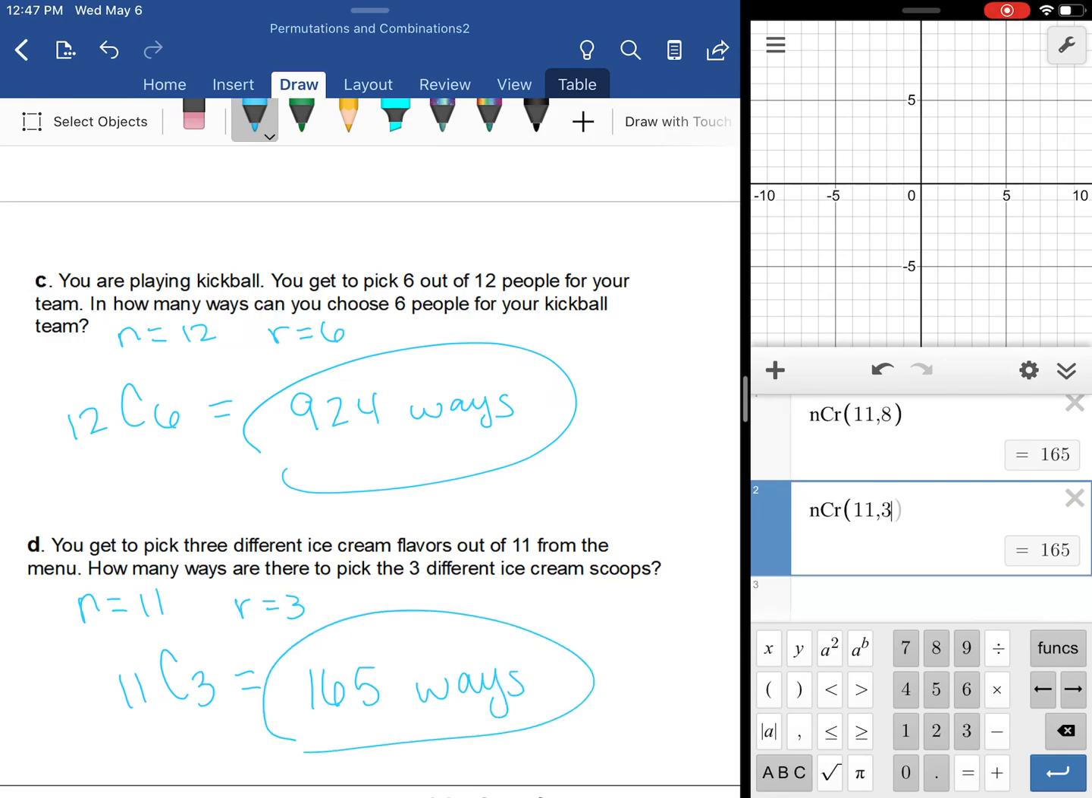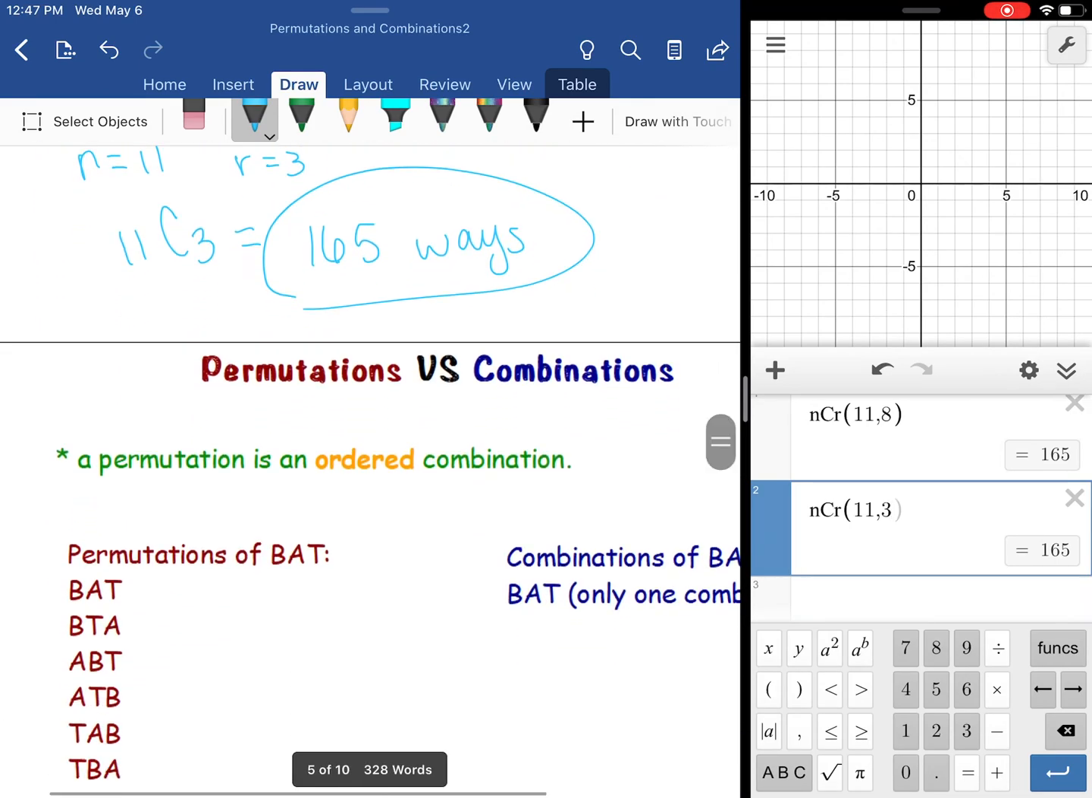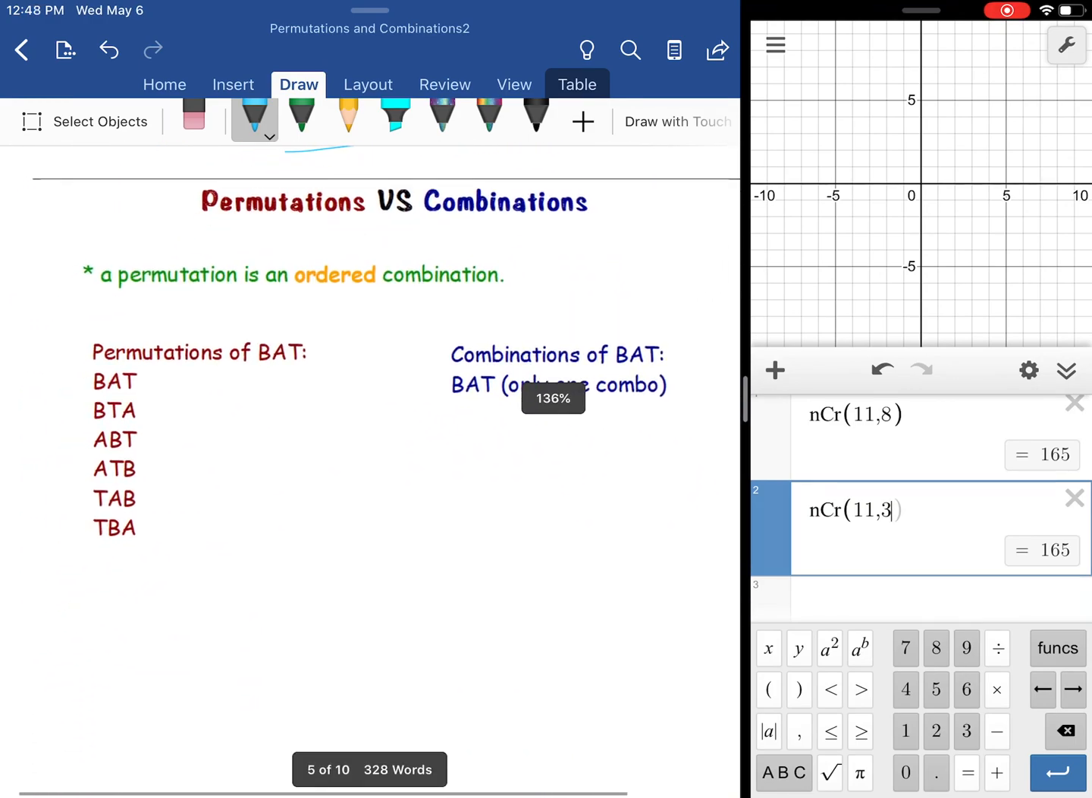So if you've ever been indecisive when you were ordering ice cream, now you have an excuse. You can say, well, there are so many different options. How's one supposed to pick? Okay, and again, that's what we're looking at, just figuring out those possibilities.